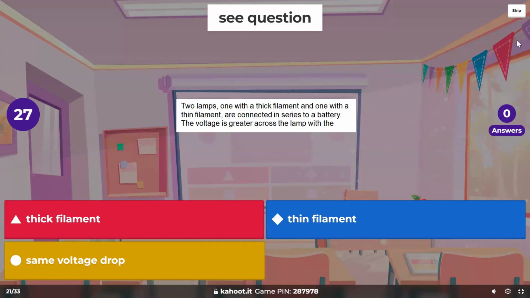Two lamps, thick filament, thin filament. So low resistance, high resistance. Connected in series, back to series, to a battery. The voltage, I should say the voltage drop, is greater across the lamp... It's not the gold answer. It's either the red or the blue. Where is the voltage drop greater?